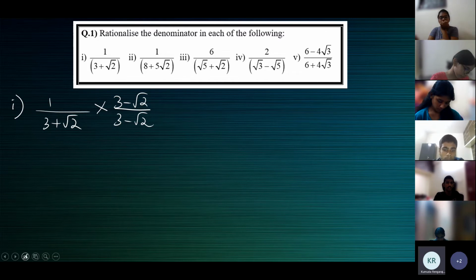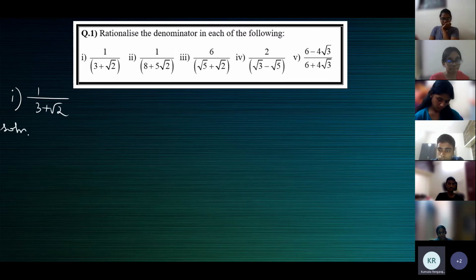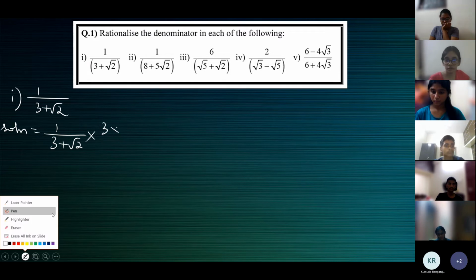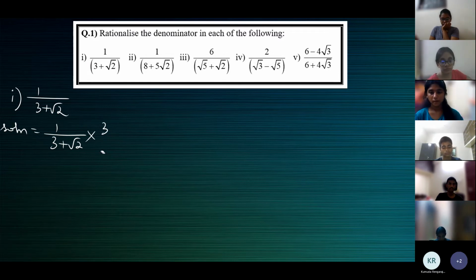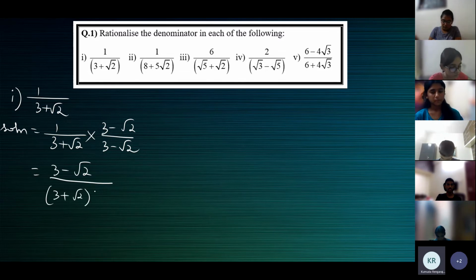Let me write the question and the answer. 1 by 3 plus root 2 is the question. You must start your solution like this. Write the given expression and multiply and divide by 3 minus root 2. Next step, multiply the numerators, so it will be 3 minus root 2, by multiply the denominators, 3 plus root 2 into 3 minus root 2.